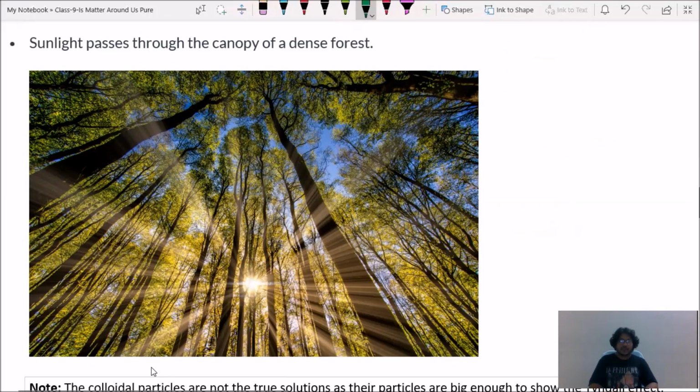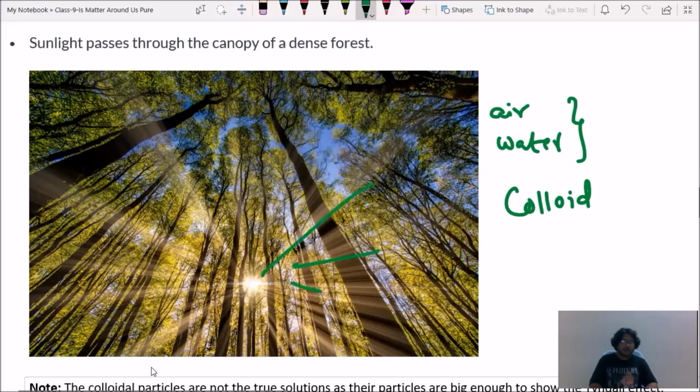In this forest, there will be air particles and there will be water molecules. This air and water together will mix and become a colloid. When light is passed through this colloid, you can observe the beam of light which is scattered. This is also the Tyndall effect.